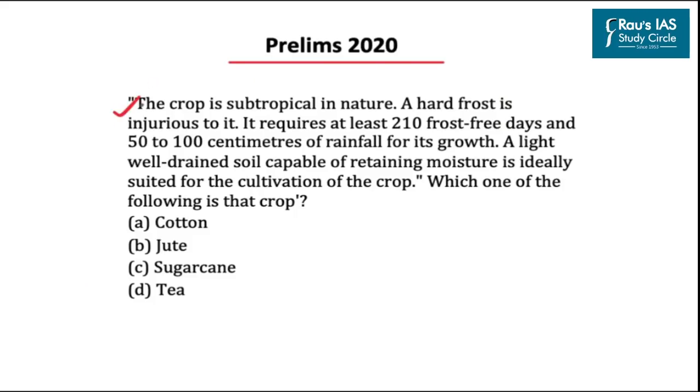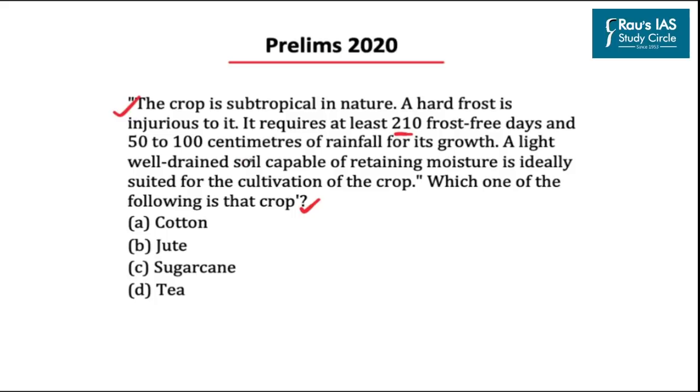Moving on to the next question, which is very important from the perspective of Prelims 2021 because it highlights the significance of the static topics as well as the NCERTs, because the question has been directly asked from the NCERT. The crop is subtropical in nature. A hard frost is injurious to it. It requires at least 210 frost-free days and 50 to 100 centimeters of rainfall for its growth. A light, well-drained soil capable of retaining moisture is ideally suited for the cultivation of the crop. Which one of the following is that crop?